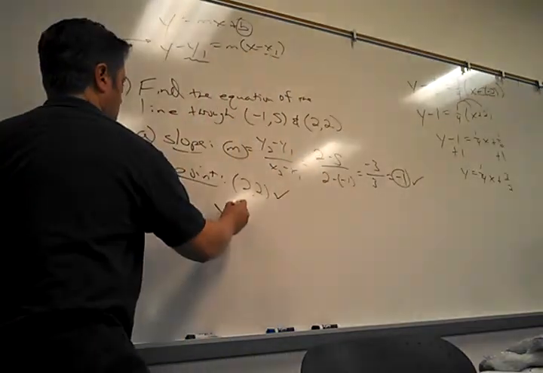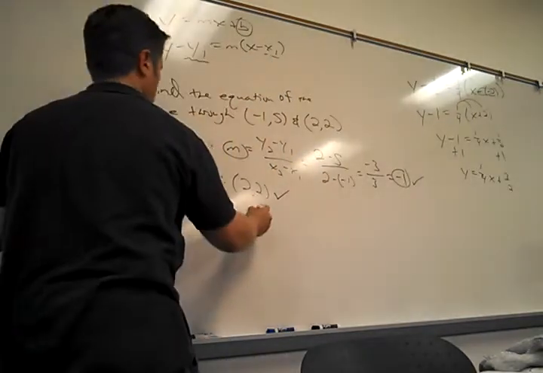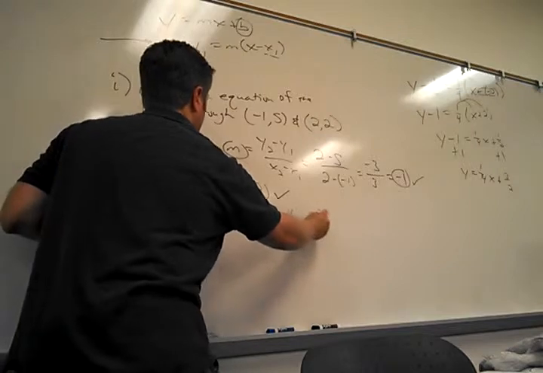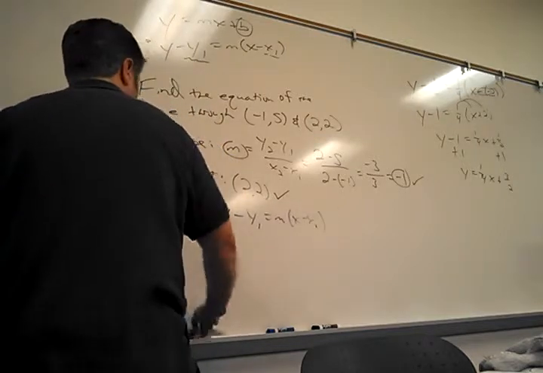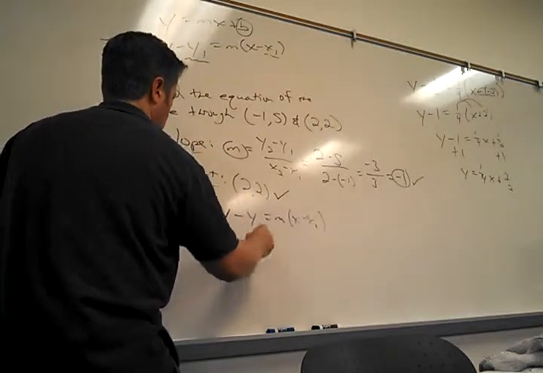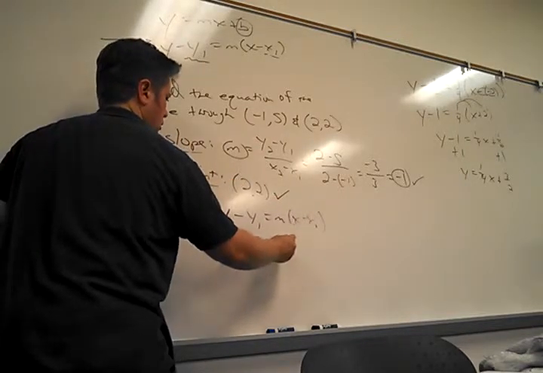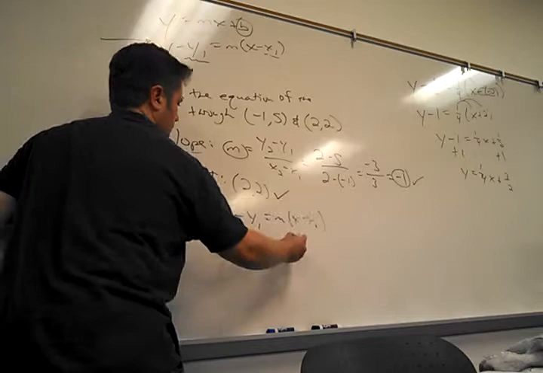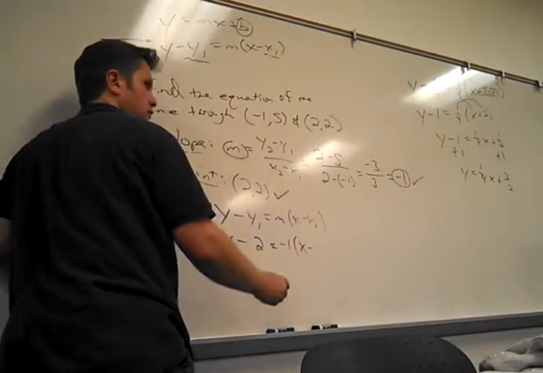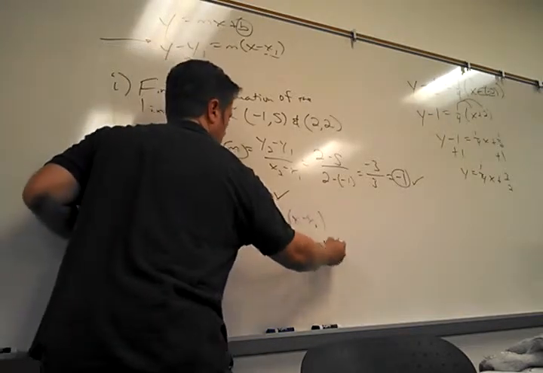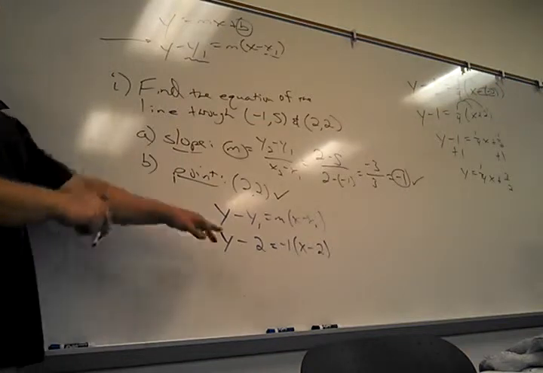So now we have y minus y1 equals m times x minus x1. Y minus, what's the y part? 2 equals m times x minus the x part, 2. And then you just have to clean that up a little bit.